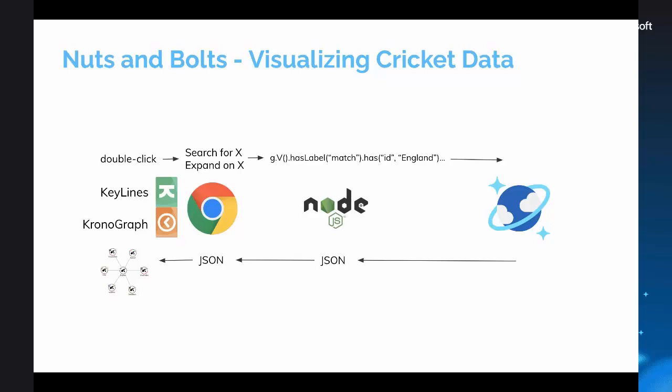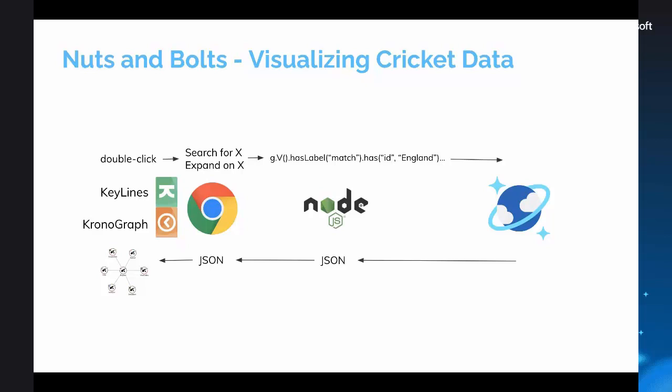But this is the flow of what happens when I work with that graph data from within the browser. So in KeyLines and KronoGraph, which I'll show you in a second, it captures those mouse events, the things that the user wants to do. They'll click, double-click, hover, drag, drop. So in this case, I'm capturing a double-click event. It's passed to the browser, which then in the JavaScript turns into what the user wants to do with that click.